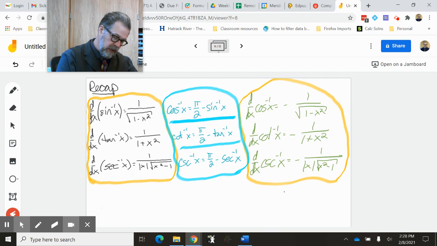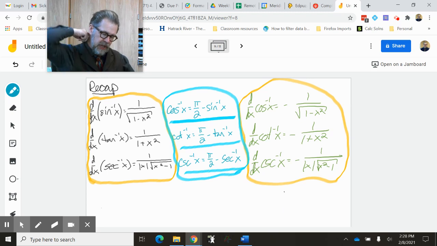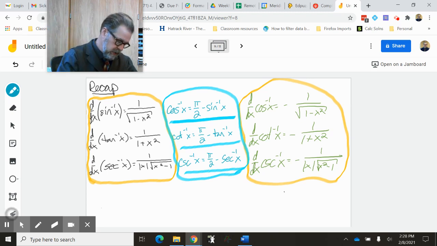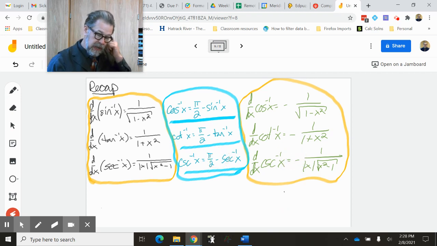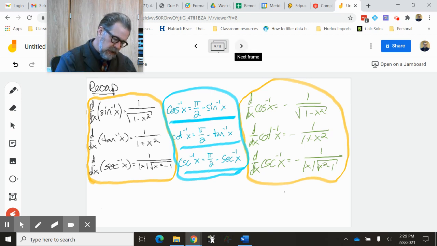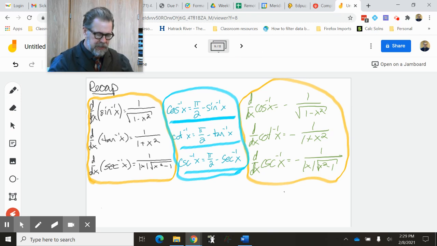And similarly, cosecant, here we've got pi over 2 minus inverse secant. And so the derivative, again, must be the negative of the derivative of the inverse secant. Okay, so let's take a look at calculators. So what are we going to do in our calculators?